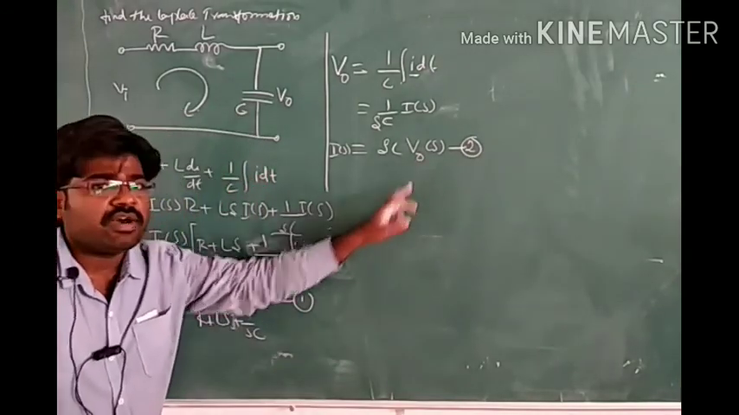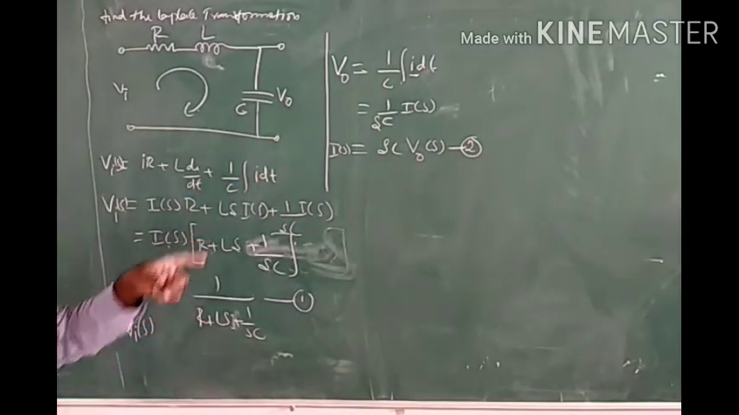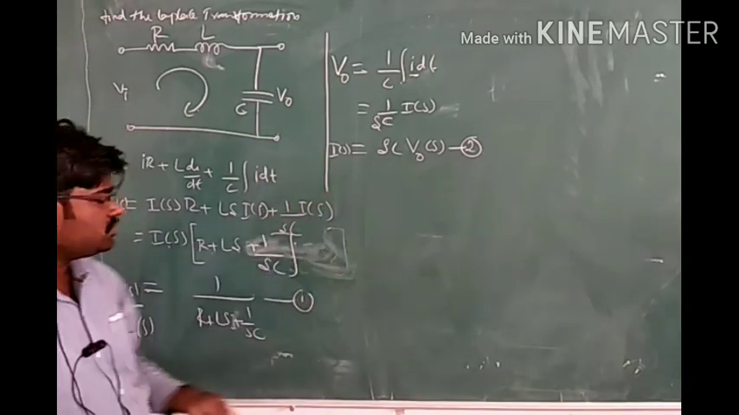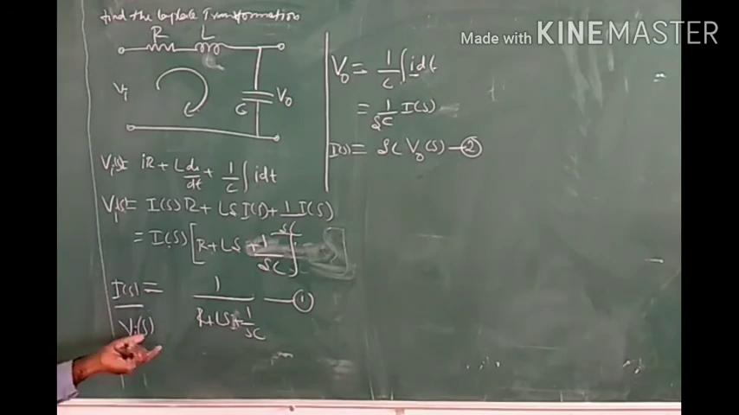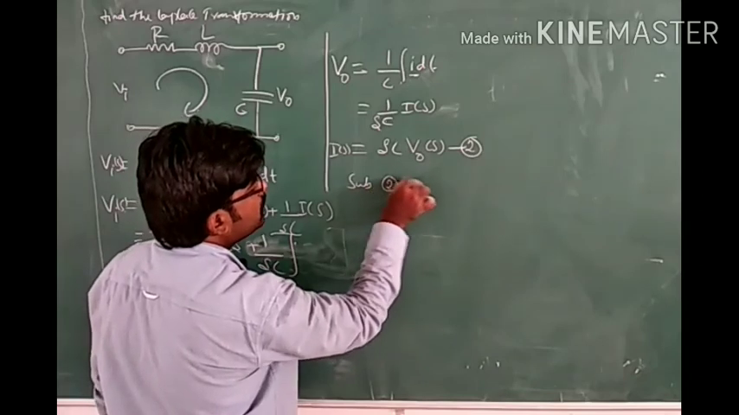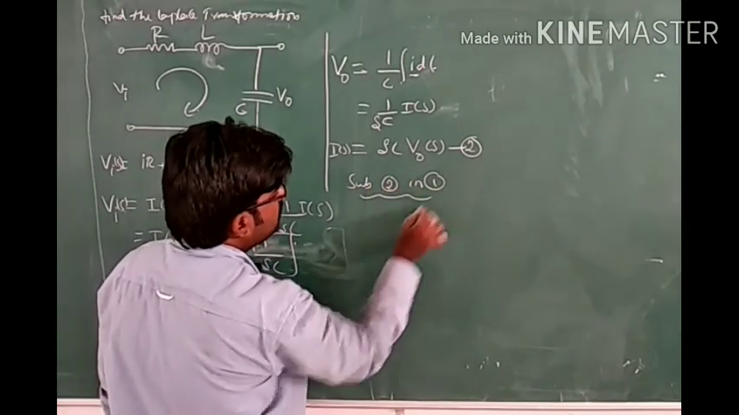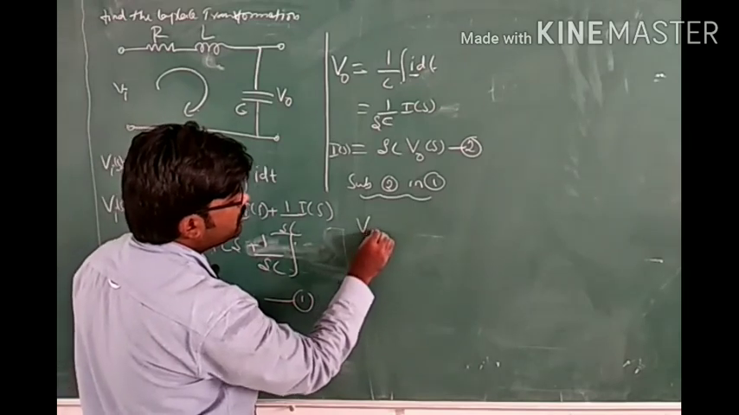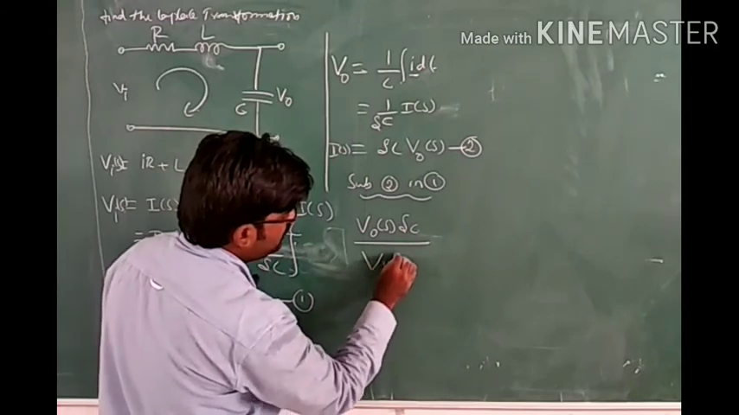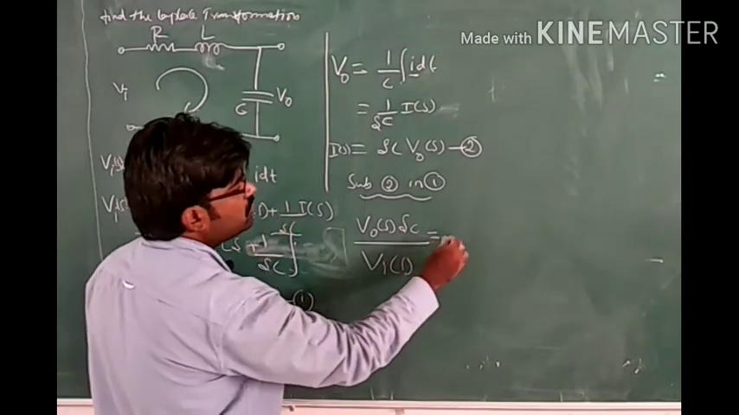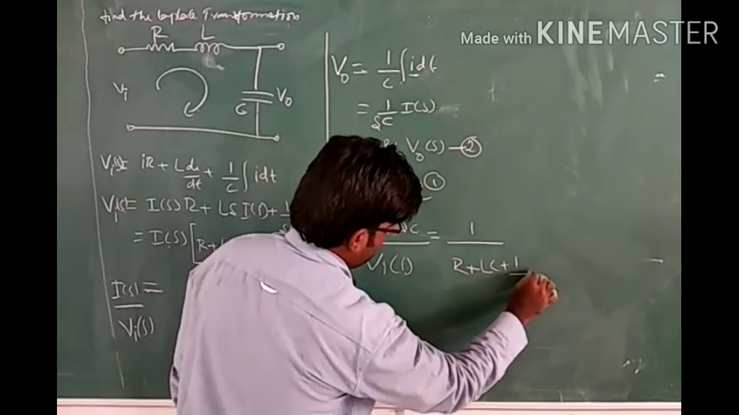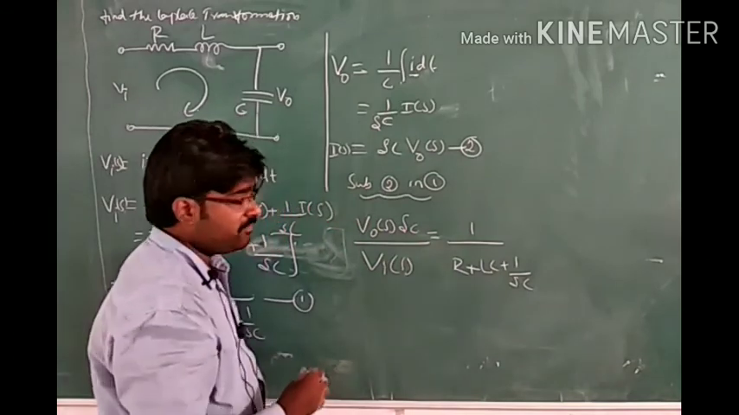Now compare equation 1 and 2. What is the I of S value? SC into V0 of S. So substitute this I of S value from equation 2 in equation 1. What do we get? V0 of S into S into C divided by Vi of S is equal to 1 divided by R plus Ls plus 1 divided by SC.